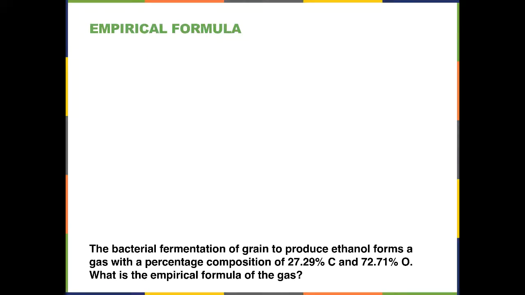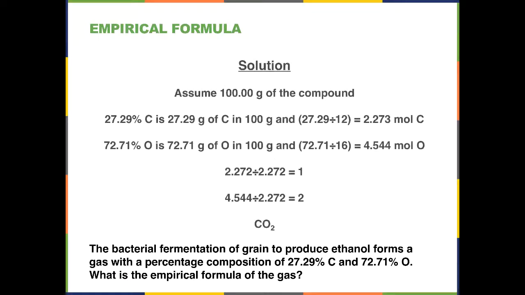The bacterial fermentation of grain to produce ethanol forms a gas with a percentage composition of 27.29% carbon and 72.71% oxygen. What is the empiric formula for this gas? Now, this is taking the percentage composition and asking you for the empiric formula, and the percentage composition is actually written as a mass relationship. But let's see how we would do that.